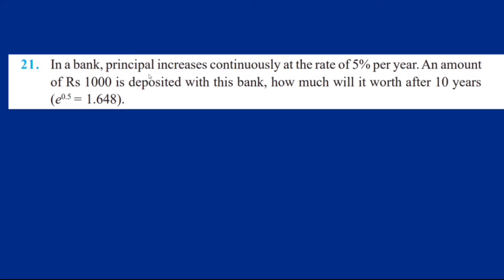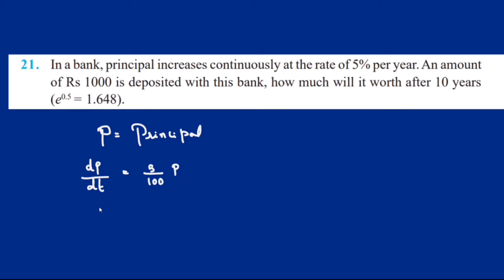So rate of change of P. Take P as the principal. dP with respect to time. So dP by dt is 5 by 100 of P. The rate is given as 5% per year, so it is 5 by 100 of P. So we have this equation.